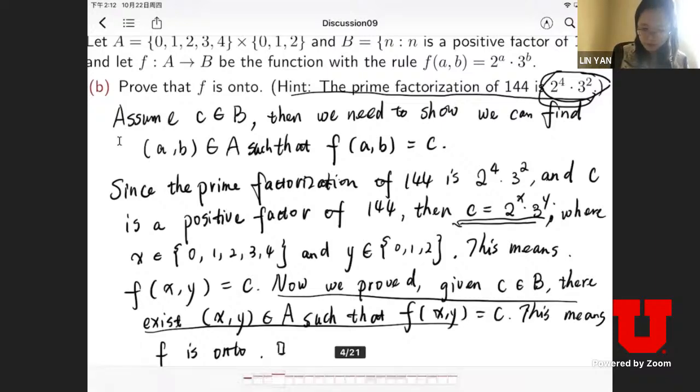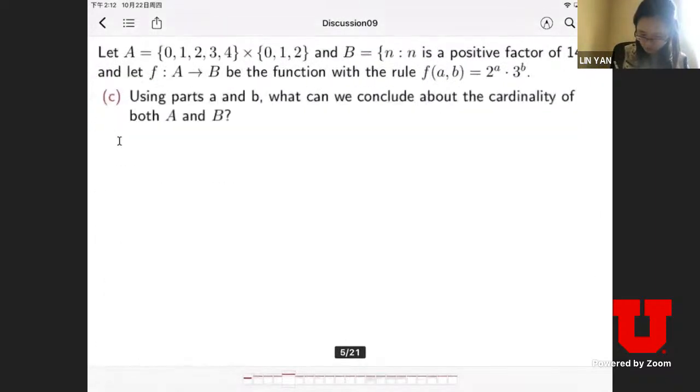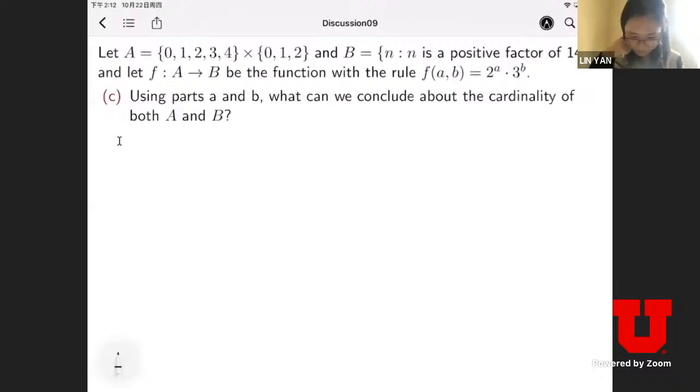Great. Let's go to question C. In this one, we needed to use parts A and B, and show the cardinality of both A and B. In this question, we need to use theorem 7, which is on page 292 on the textbook.